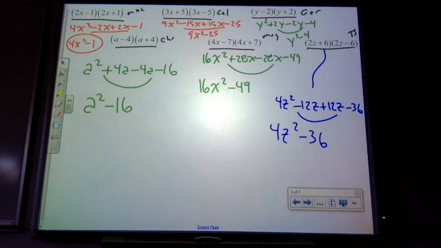That's the same thing as what times what? 3x and 3x. Good. What is y squared the same thing as? Y times y. What is a squared the same thing as? A and a. What's 16x squared the same thing as? 4x times 4x. And 4z squared is the same thing as? 2z times 2z. Okay? So the first part is also a perfect square.